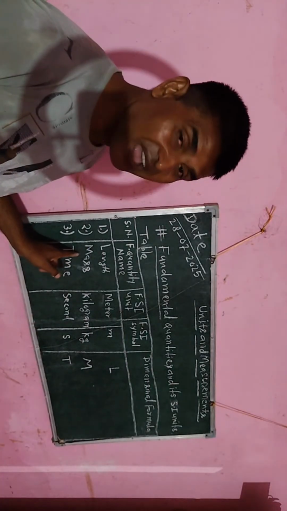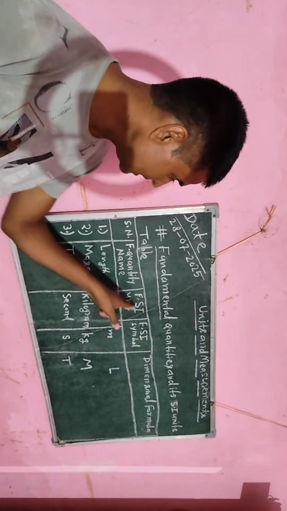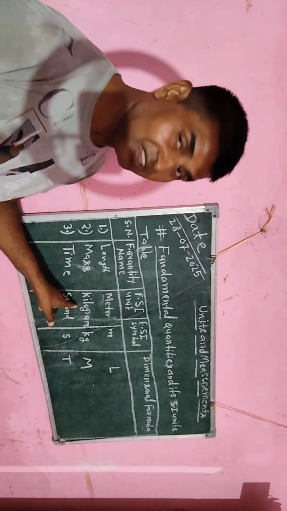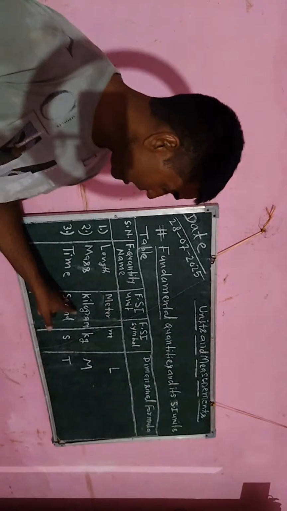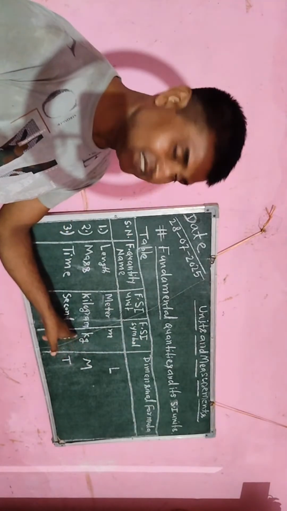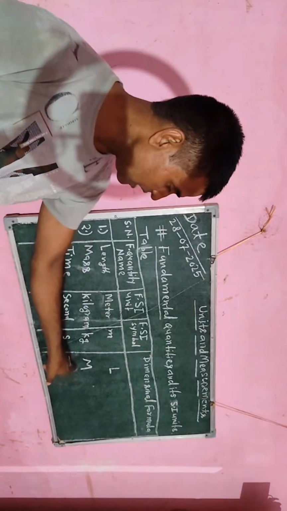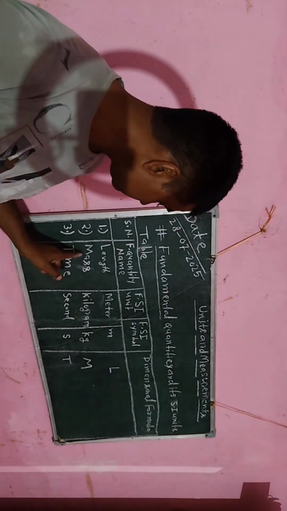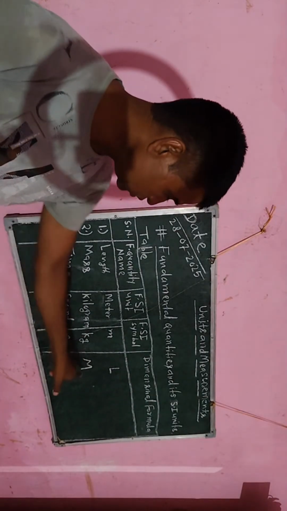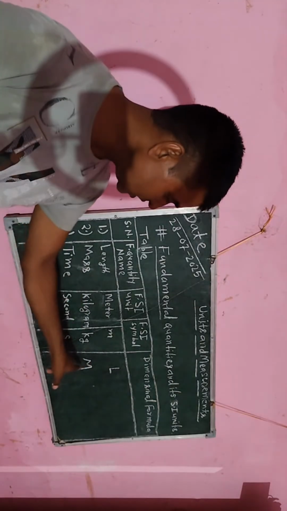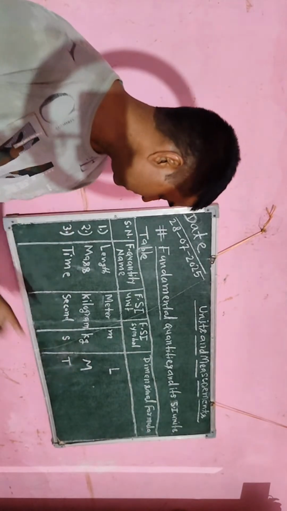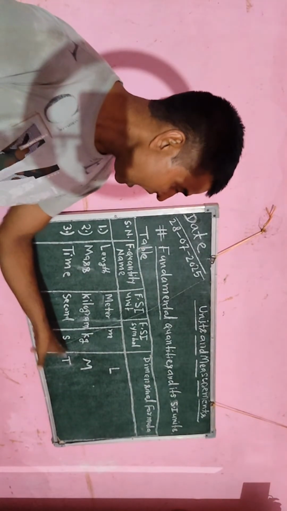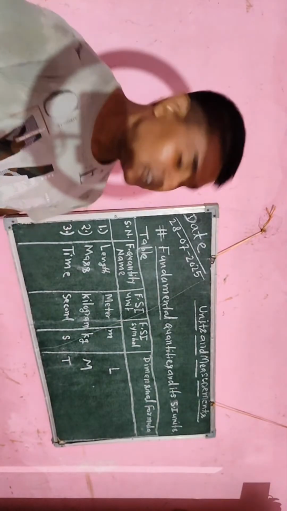Similarly, any body has mass, and that mass is calculated in the SI unit kilogram, and its symbol will be kg, and its dimensional formula will be capital M. Similarly, time has SI unit second, its symbol is S, and its dimensional formula is capital T.